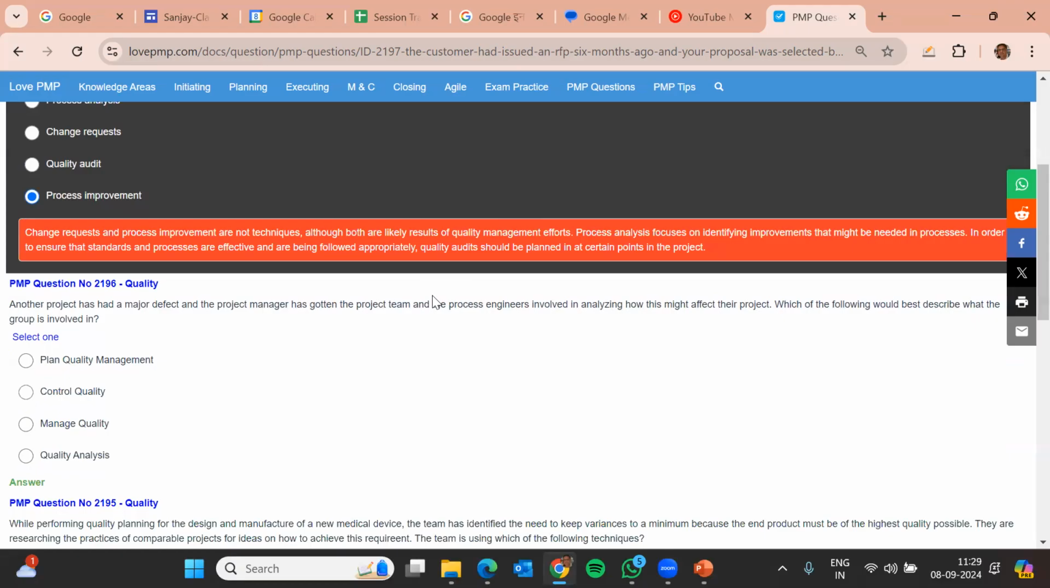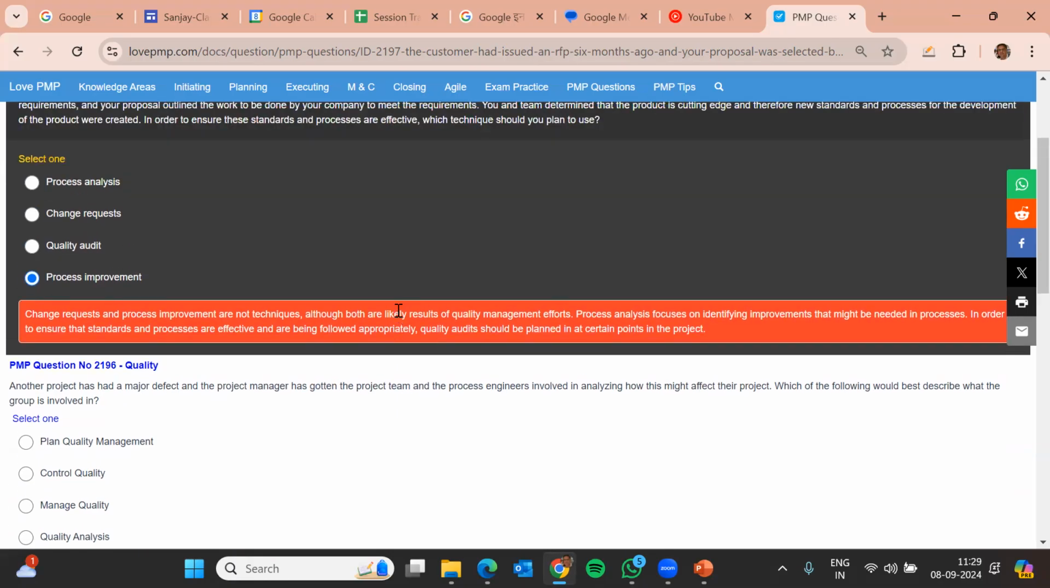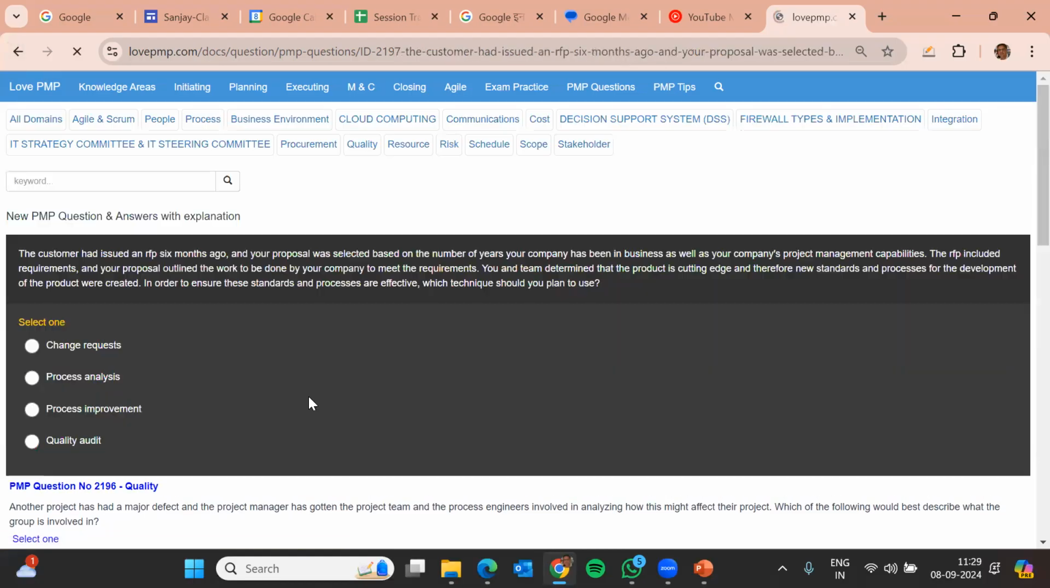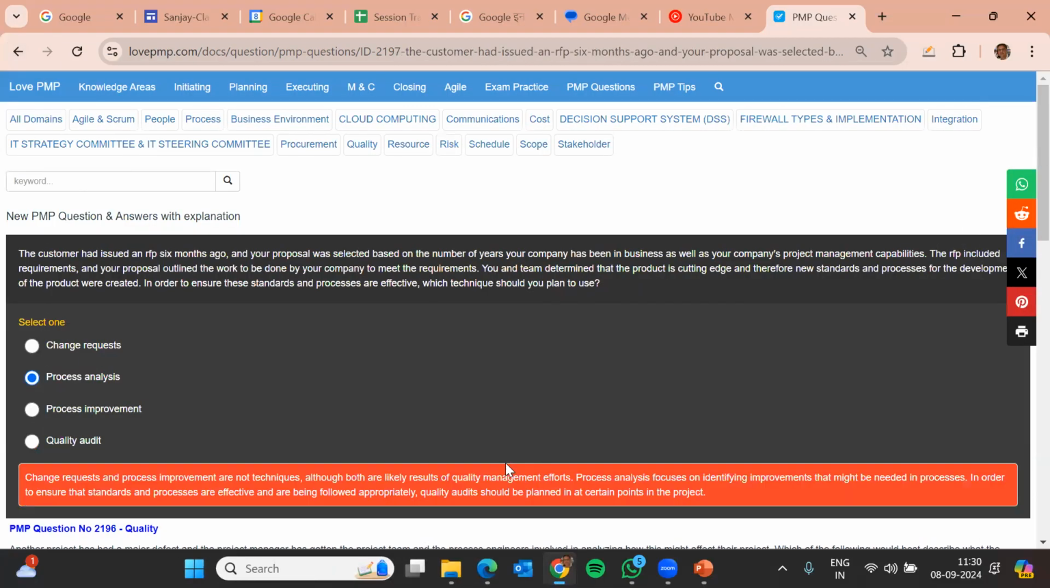Change request and process improvement are not the technique, although both are really there. Process analysis focuses on identifying the improvements that might be needed in the process. So we were targeting process analysis. Yeah, we had eliminated it first. So I think we went wrong. So process analysis here, yeah, this should be the answer actually.